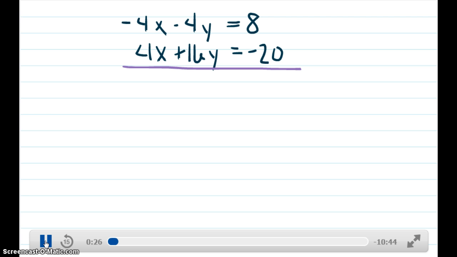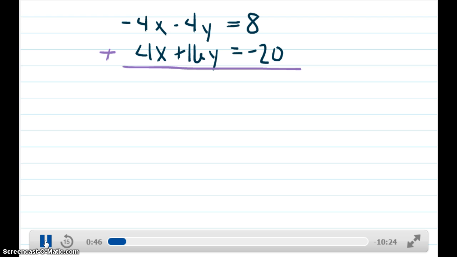So what we're going to do is we're going to make it into an addition problem. Before we do that, we need to make sure that one of the x's or the y's have a positive and negative of the same number. So if you see, our x's have a negative 4x and a positive 4x. So we have a positive and negative of the same number. So now we can make it into an addition problem.